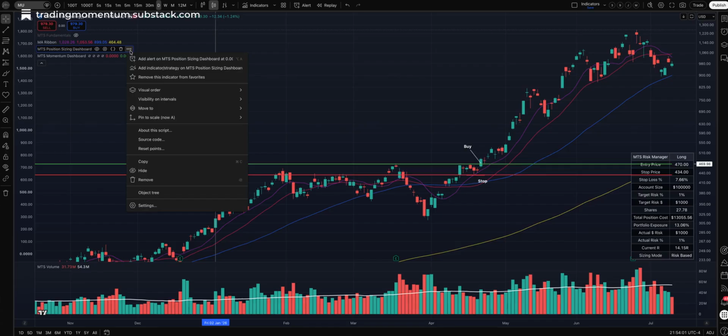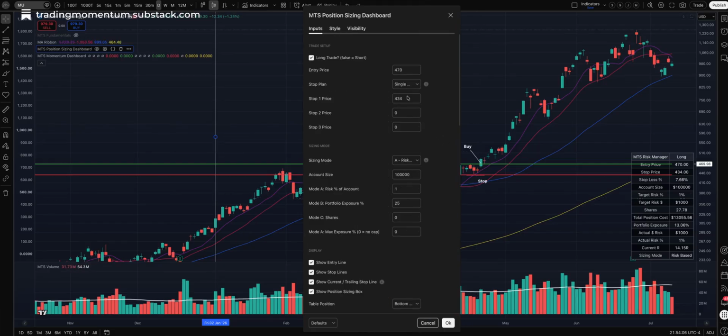Click the little dots here, go into settings, and put in the price that you're buying. We're buying at the breakout high, 470. We're placing the stop right below the handle, let's say around 434, okay? And I want to risk 1% of my account. Let's say you have a $100,000 account, just to keep it simple. So I'm risking $1,000. Even though the stop is 7.66% from the entry, I'm still only risking 1%, and I'm buying 27 shares. And this tool shows you that, right?